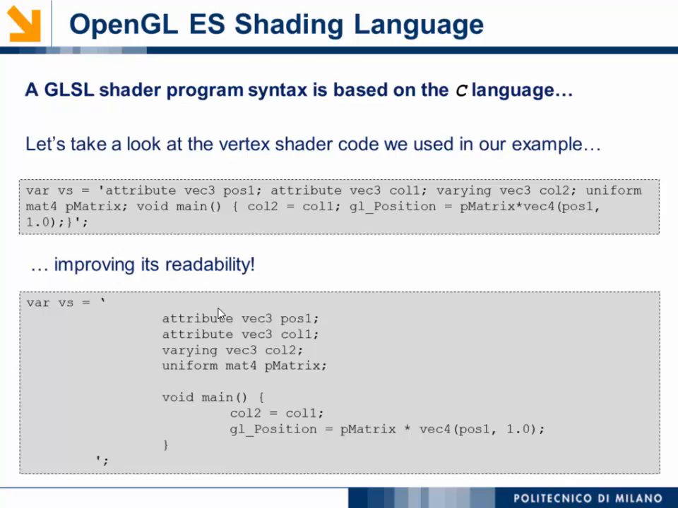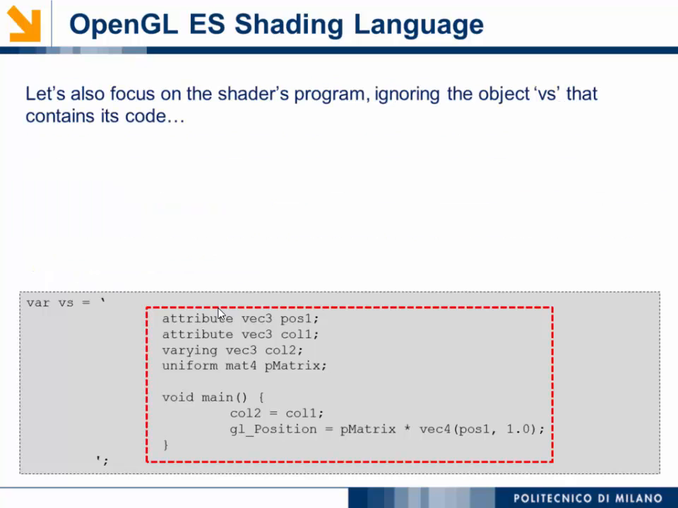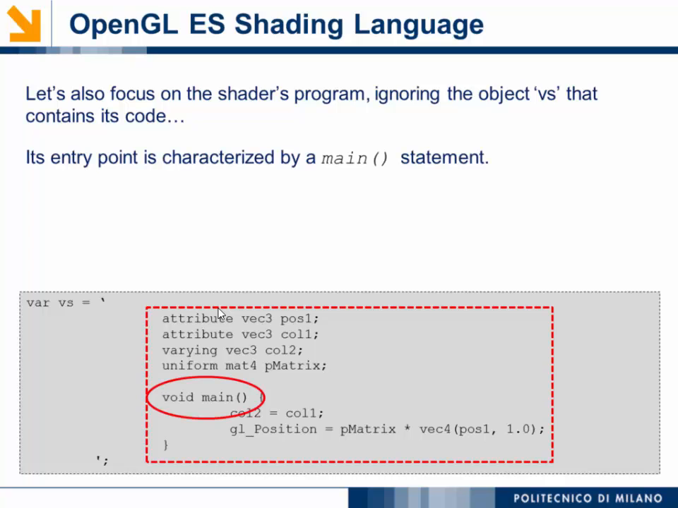Ignoring, of course, the VS, which was just a placeholder, you can see that we have this part here, which is the proper shader code. VS was just a way of sending all the strings inside the code to JavaScript. Today we will see another way. As you may expect, we have an entry point characterized by a main statement, usually with void parameters.